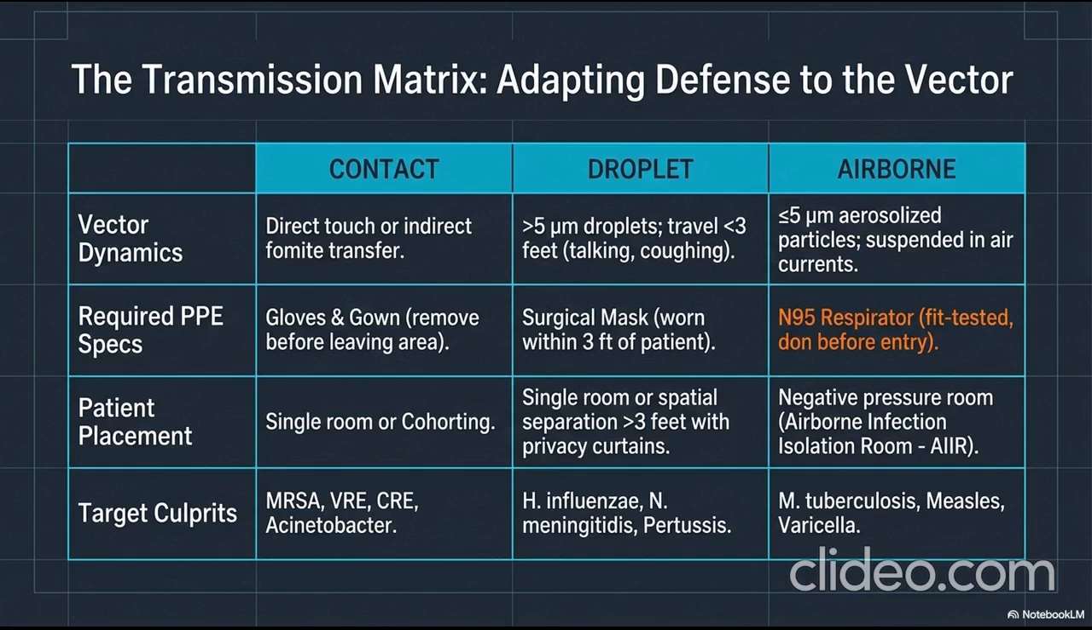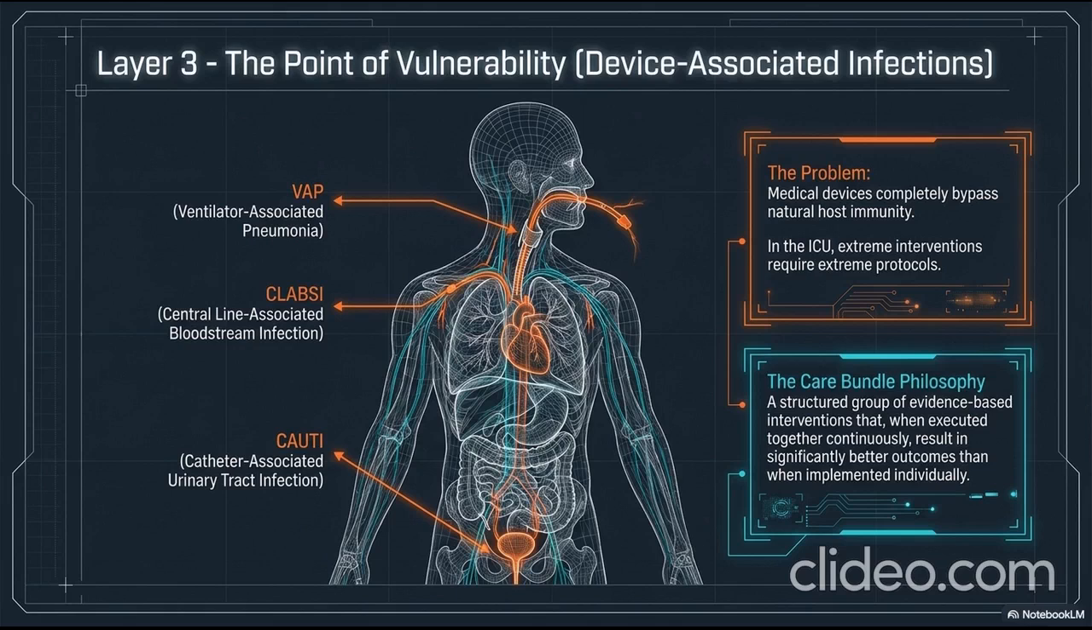Contact precautions for culprits like MRSA or CRE require gowns and gloves, while droplet precautions for pathogens like pertussis require a surgical mask within 3 feet of the patient. Airborne precautions for M. tuberculosis or measles necessitate a fit-tested N95 respirator and placement in a negative-pressure airborne infection isolation room, AIIR.